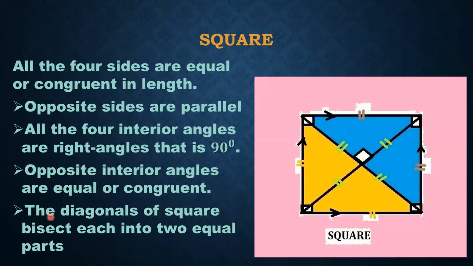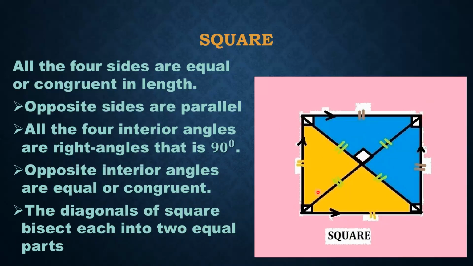Then the diagonals of a square bisect each other into two equal parts. Now let's take the diagonal of this square here. The diagonals are the lines drawn across to the other side here. When you see this line, that is a diagonal line. We have another diagonal line here. It bisects the square into two equal parts.